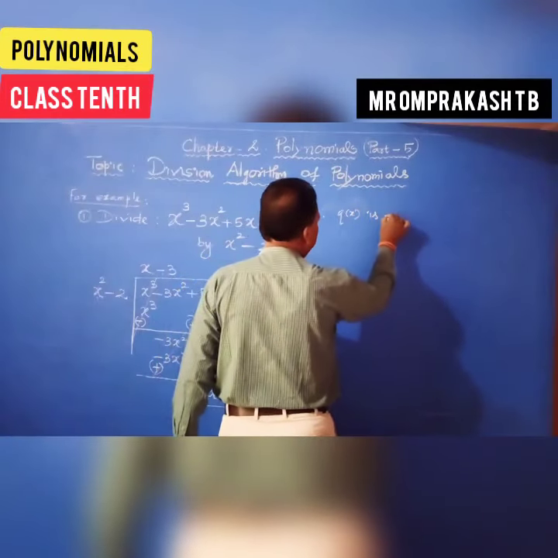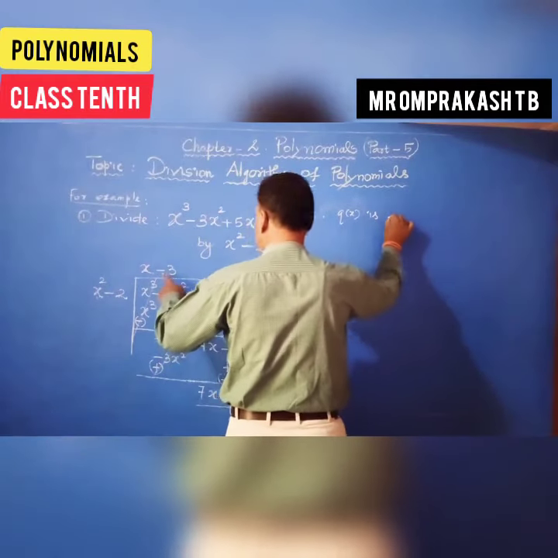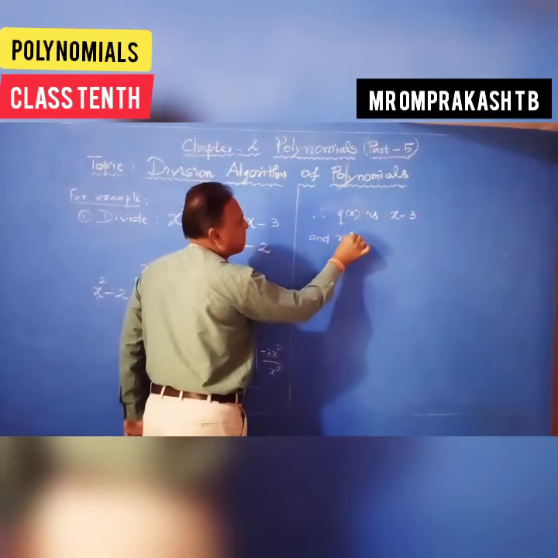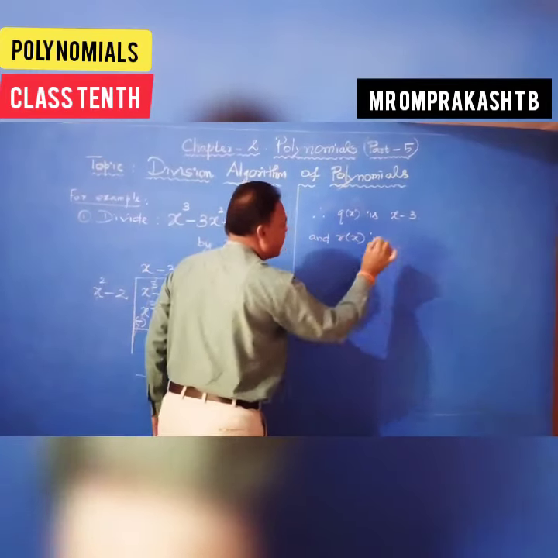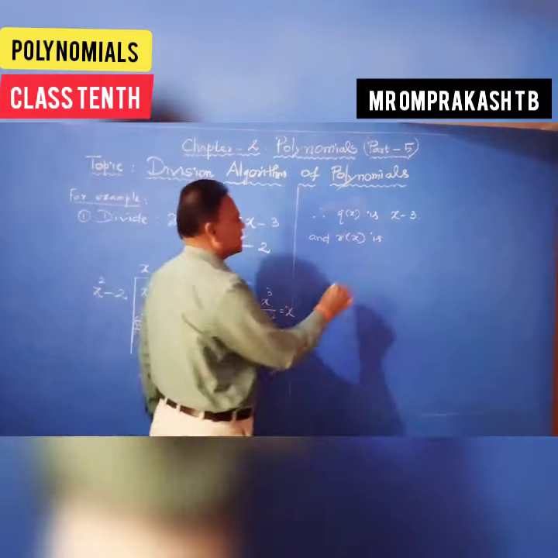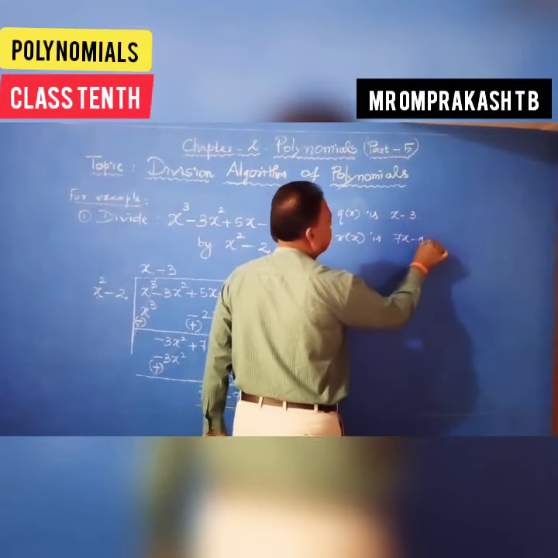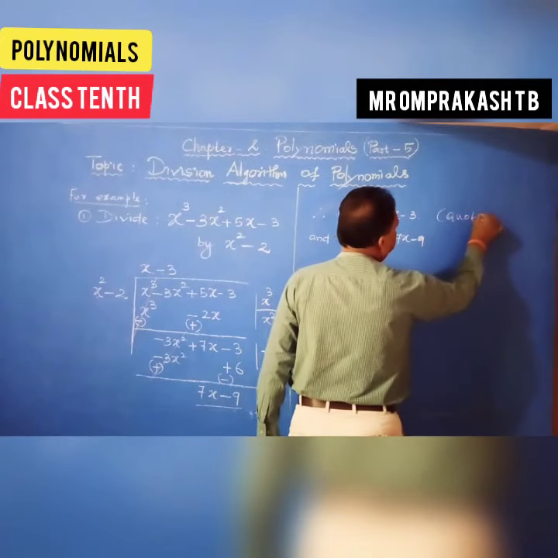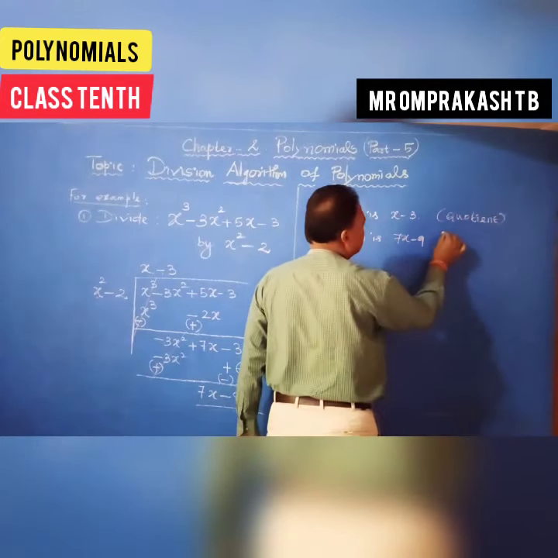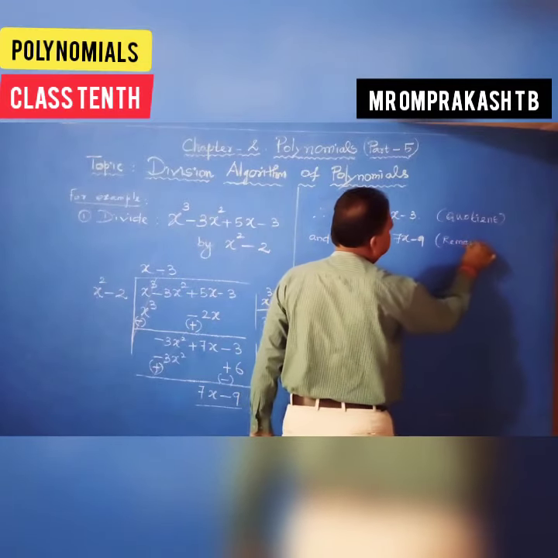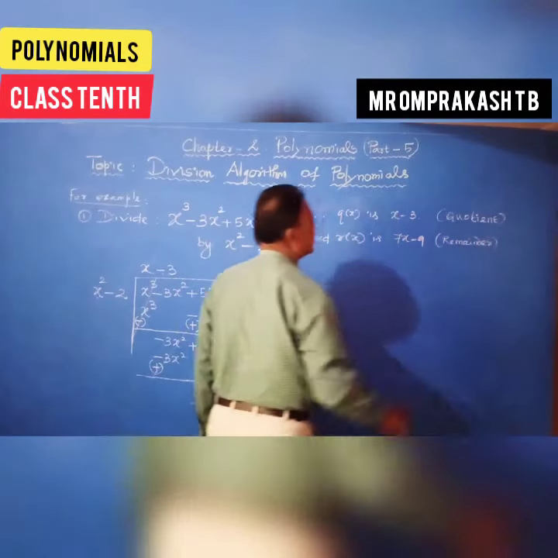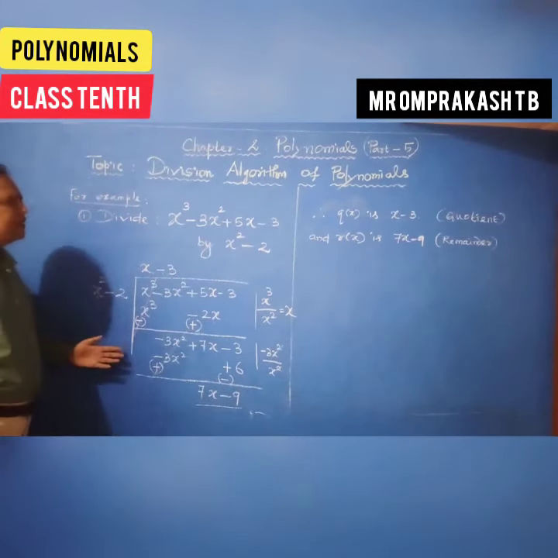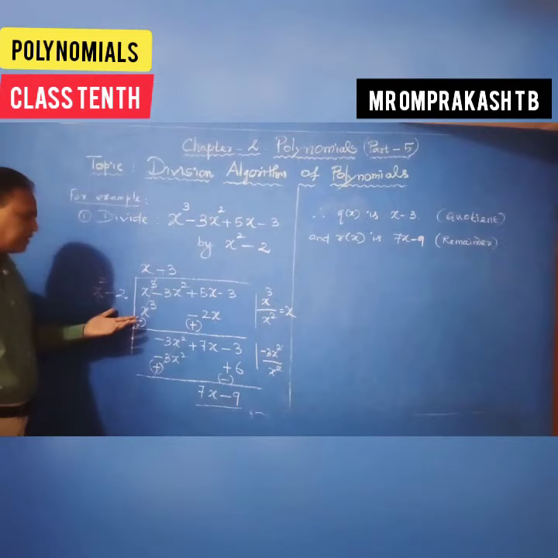Quotient, that is q of x, is what you got? x minus 3. And r of x is the remainder, 7x minus 9. This is the quotient. This one is the remainder. Okay. Now by the division algorithm we can easily verify it will be satisfied. Definitely it will be satisfied.